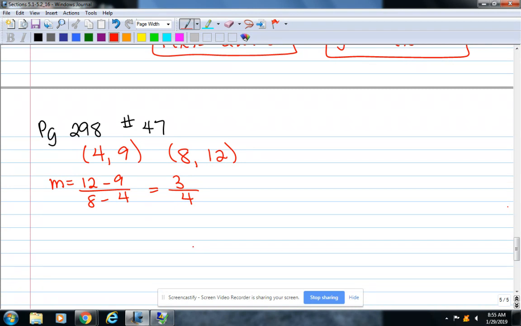Y'all see that? Because my y values are feet, my x values are years, and slope is y over x, I see that backwards. Erase. That was a 9. Okay, so its growth rate is 3 feet in 4 years. All right, feet per year.